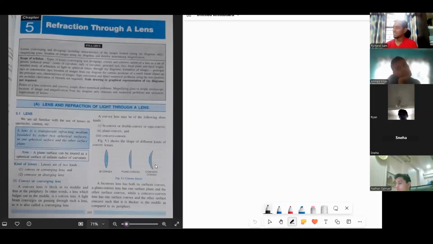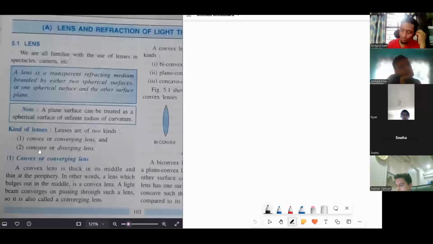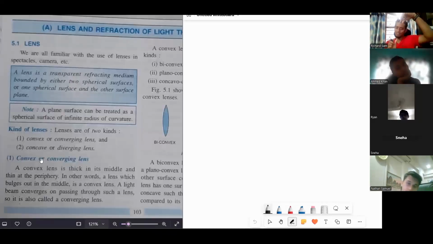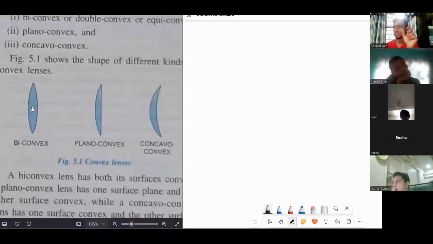Glass structures which have curved surfaces are called lenses. So you have two types of lenses: one is a convex lens and one is a concave lens. A convex lens is bulged in the center and tapered towards the edge. Tapered means narrower towards the edge. In all of these three examples, the middle portion is thick. So these lenses are called convex.